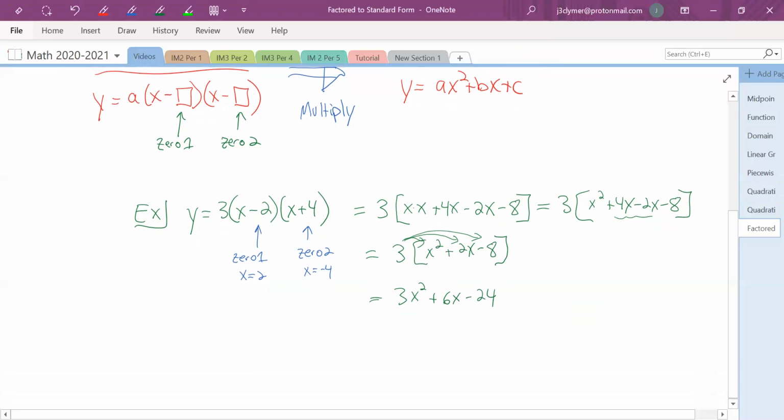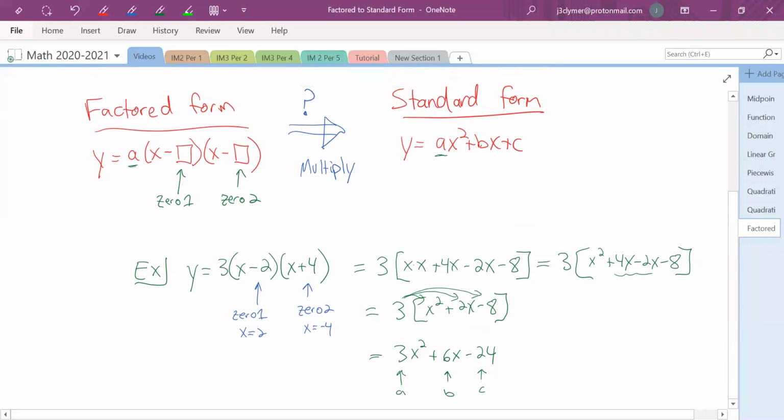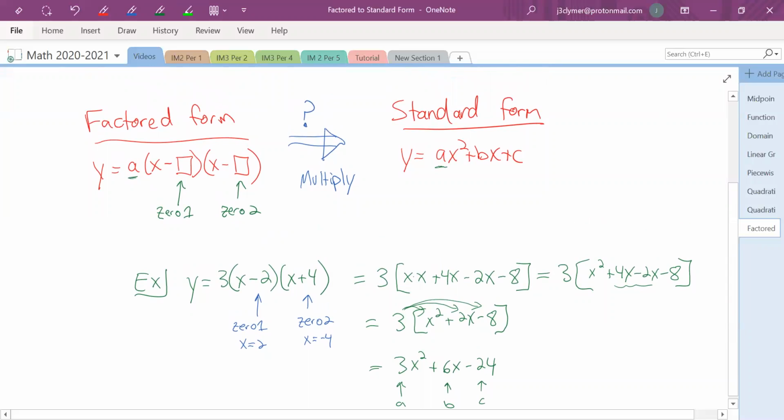Notice that this is standard form. Notice that we have an a, we have a b, and we have a c. And notice that a is equal to 3, and from the beginning, the coefficient in front of the factored form was also 3. And that's why we call this a, because that number is going to be the same as this number. Those two a's will match up. As long as you have it in this form, those two a's should match up. All right, very good. So it's a short video just to show you how to get from factored form to standard form. And the answer is you just multiply it out.